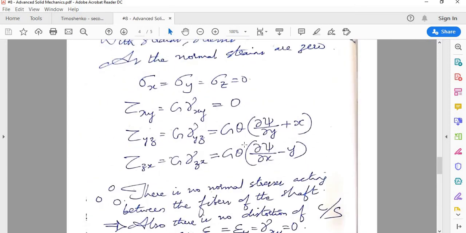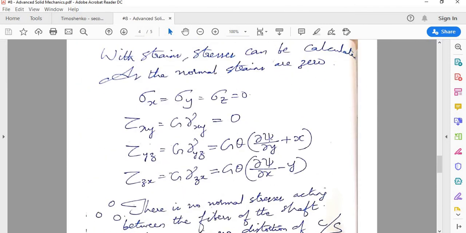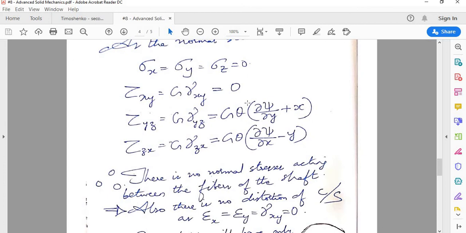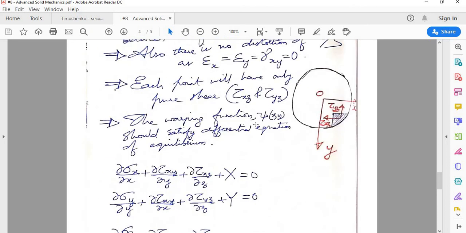Now the problem is not done yet, because we are yet to know what phi, the warping function, is. I don't know if phi is the correct notation to use. Sometimes it is psi, but anyway, you recognize it by the symbol, not by the nomenclature. This is the symbol for the warping function.